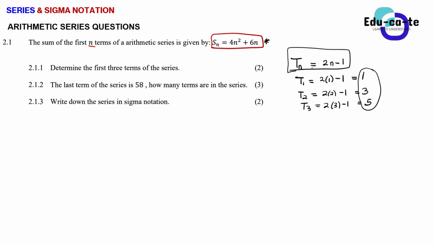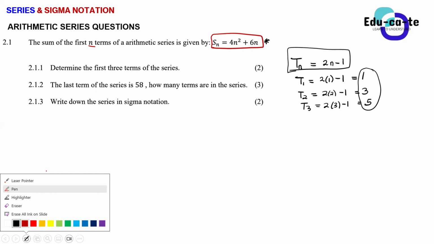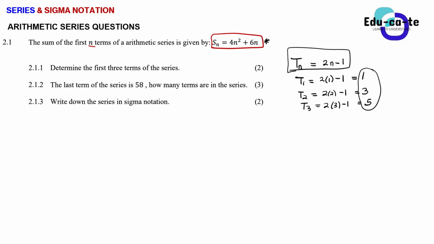So Tn is for finding the general term. It is for finding the value of the term at a certain position. For example, when the position is 1, you substitute 1 where there is n, and you get the value. When the position is 2, you substitute 2 where there is n, you get the value, and so on and so forth. But here, the equation that you are given is Sn equals 4n squared plus 6n. This is not the same thing as Tn.